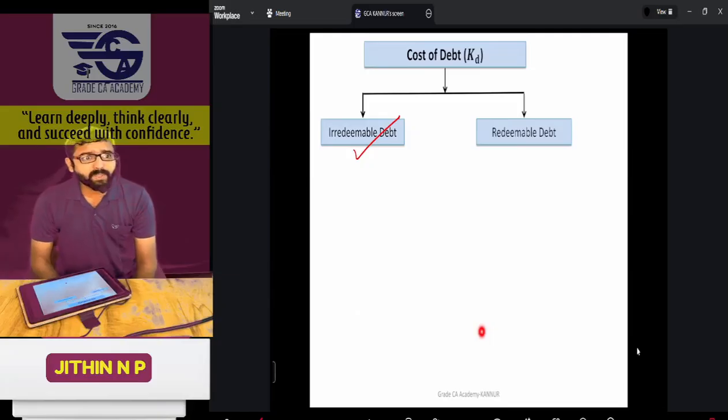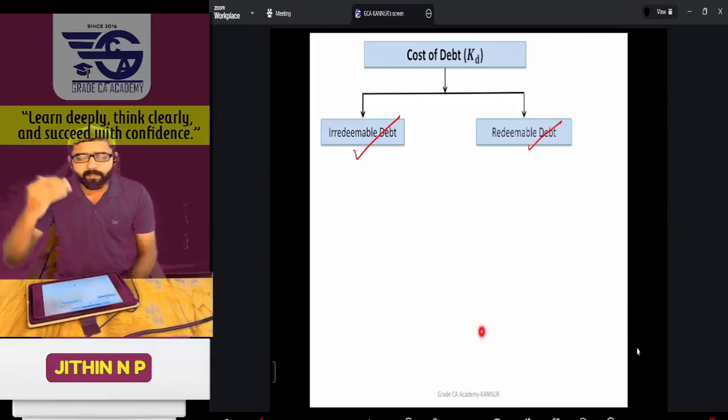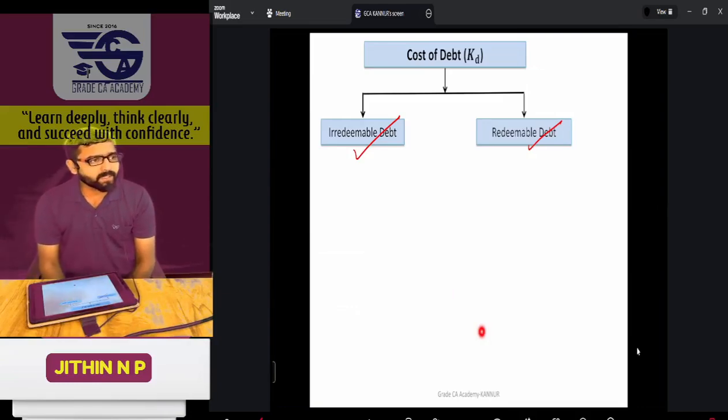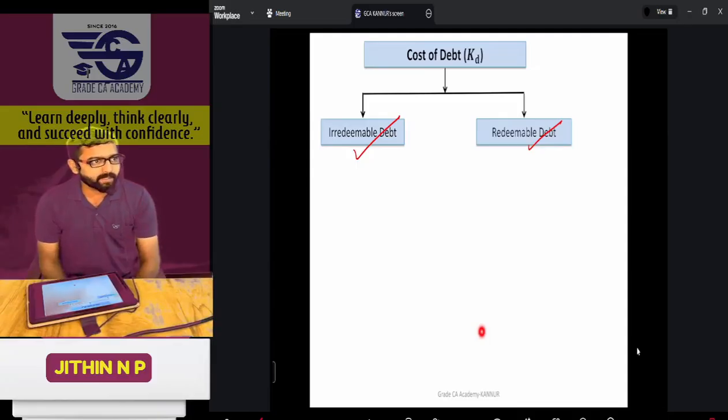Actually, in the case of irredeemable debentures, the company returns the debt fund only at the time of winding up of the company. Clear? Then redeemable debt. Redeemable debt means after a specific period, 10 years or 15 years, the company returns their investment. At the time of collecting the debt itself, in the deed itself, they mention the maturity period for the debentures or debt fund. That is called redeemable debt: 5 years, 10 years, 15 years, 20 years, likewise.